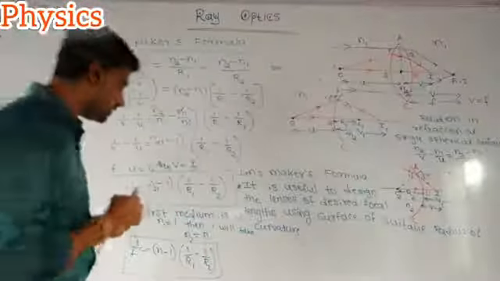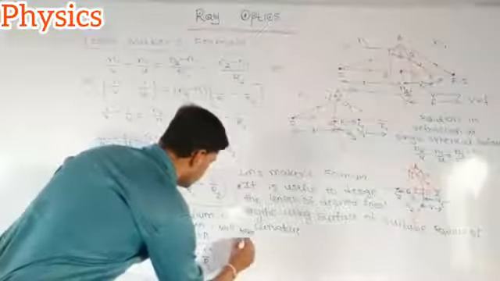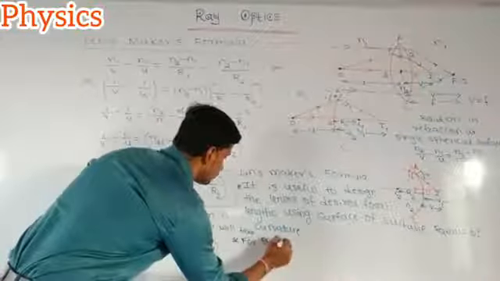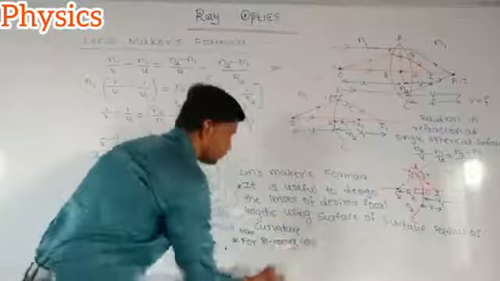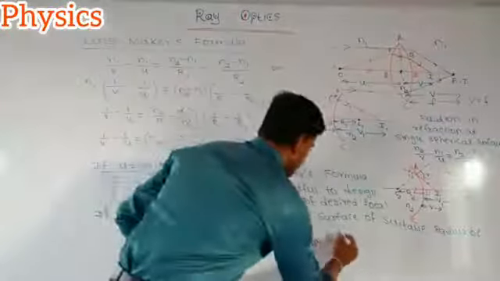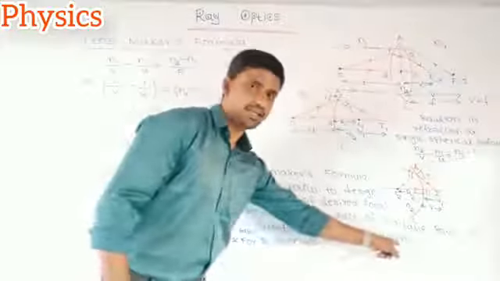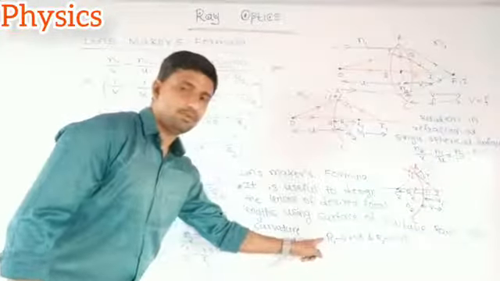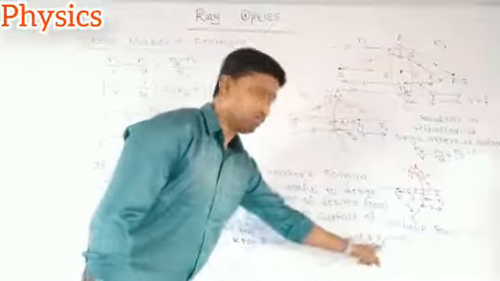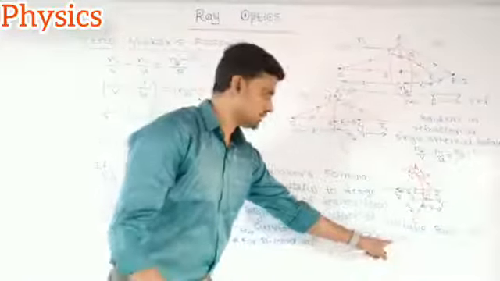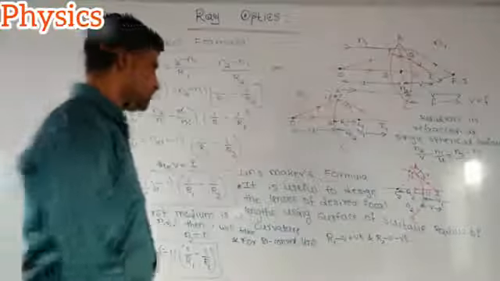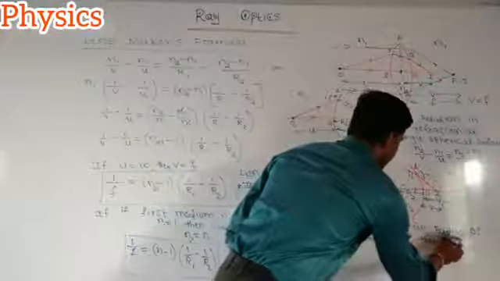Another important thing you should remember: first, for a biconvex lens, R1 is positive and R2 is negative. This is very important. R1 is the radius of curvature of the first surface, which is positive. R2 is the radius of curvature of the second surface, which is negative. In this case, the focal length F is positive.